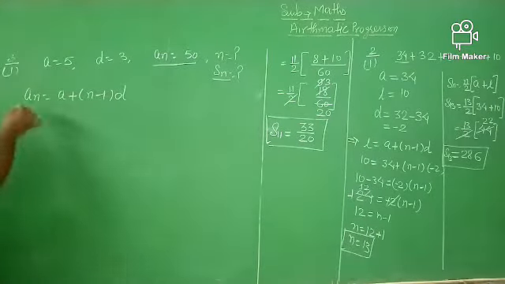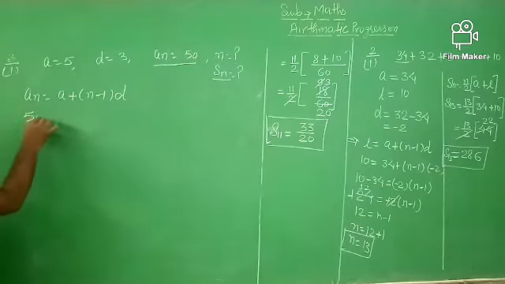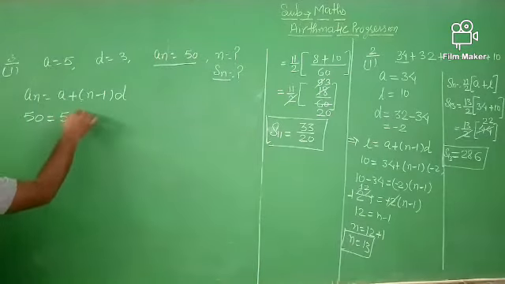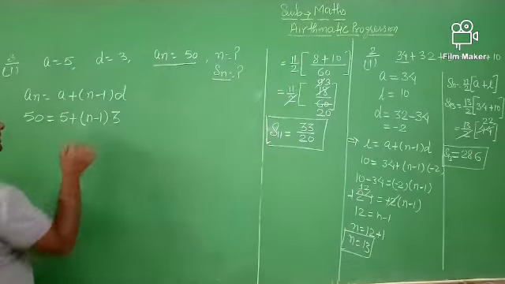So here the value of an is equal to 50, and the value of a is 5, plus (n minus 1), n is not given, so n minus 1, and the difference d is also given, it is 3.